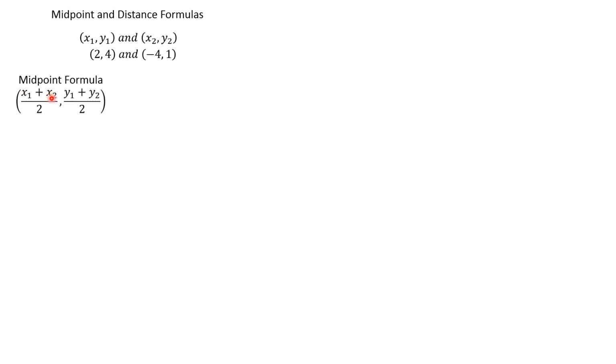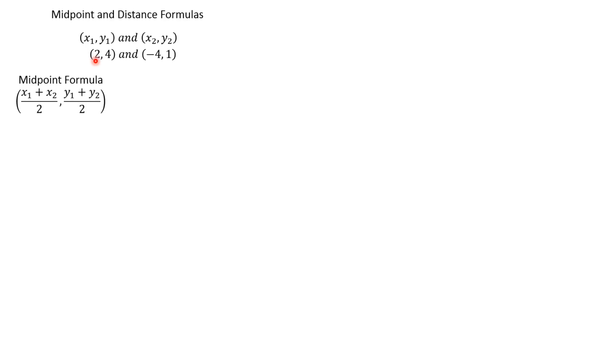So the other thing we're going to do is use the distance and midpoint formulas. Using the distance and midpoint formulas, we start out with our generic points, x1, y1, x2, y2, and we'll use some actual points, 2, 4, and negative 4, 1, so that we can see what it looks like with actual numbers in it. The midpoint formula is just x1 plus x2 over 2, y1 plus y2 over 2.